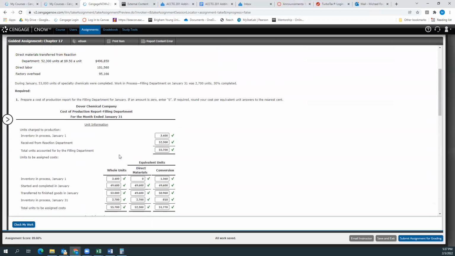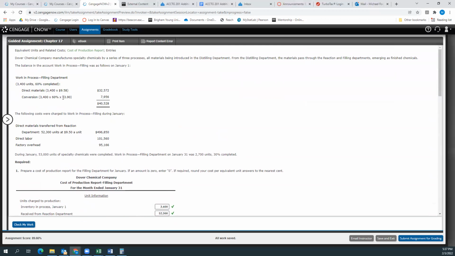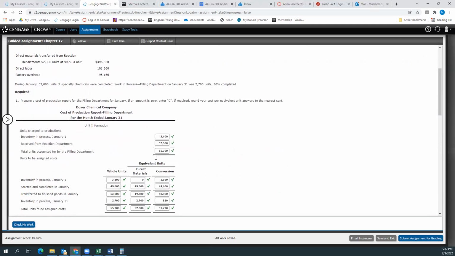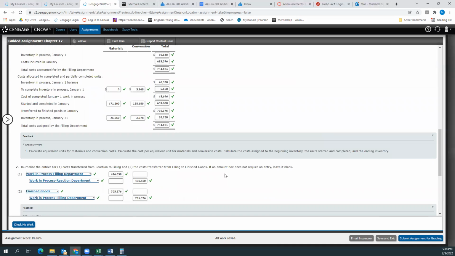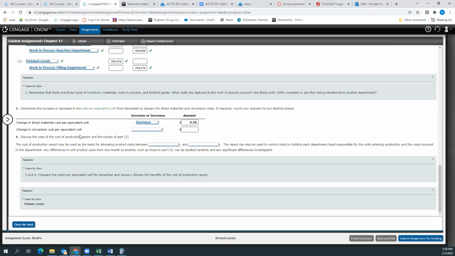Conversion costs, we can do the same thing. We'll come up here and see conversion costs were $3.90 per equivalent unit. And then we calculated $3.80. So we would say that our conversion costs had a decrease of 10 cents.